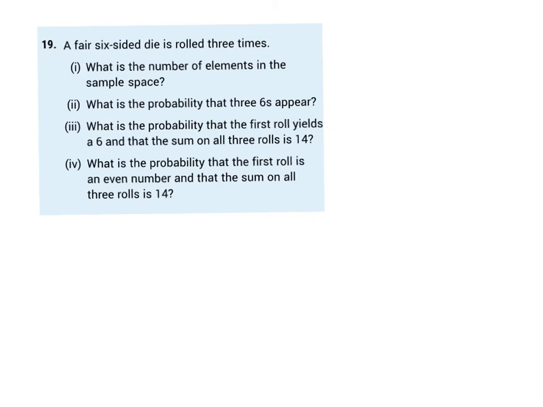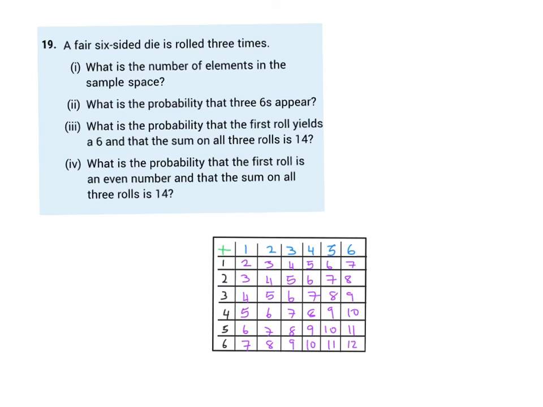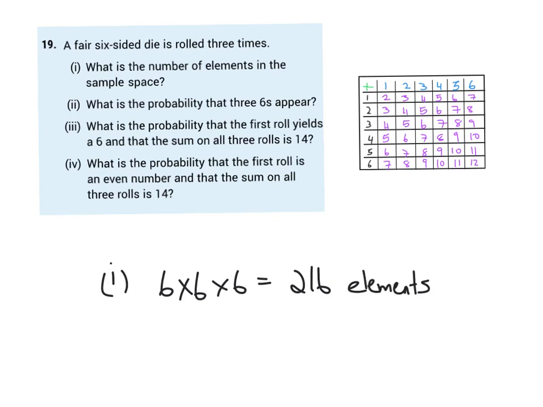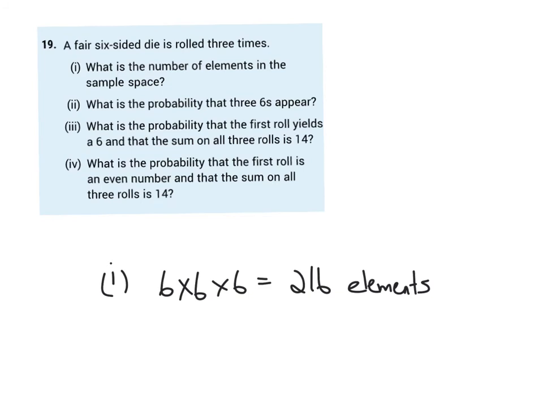In question 19 we're told a fair 6-sided die is rolled 3 times, and we're asked what's the number of elements in the sample space. Just to go back to the previous question where we had a die rolled twice, what did that give us? It gave us 6 by 6, which was 36 possibilities. So if it's rolled 3 times, we're going to have 6 by 6 by 6, or 6 cubed, which is 216 elements. I'll just get rid of this so that it's not confusing us. It was just as a reminder.